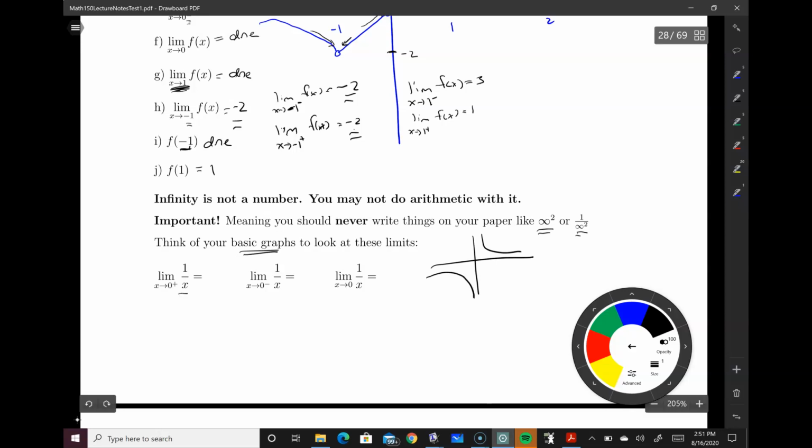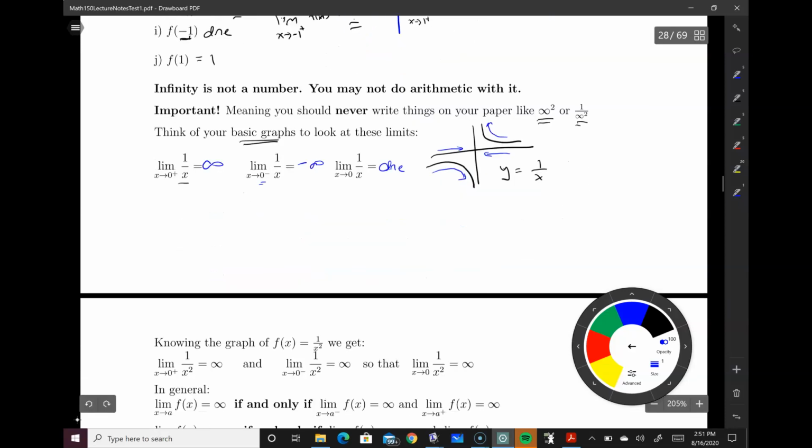So thinking about the graph of y equals 1 over x. It's a basic graph. You should be able to get a quick picture in your head or on your paper of what that looks like. So as x's are approaching 0 from the positive side, jump on the graph, the y values are going to positive infinity. If I'm going towards 0 from the negative side, jump on the graph, I'm going towards negative infinity. So as x's are going towards 0, this limit does not exist. The infinities do not equal.